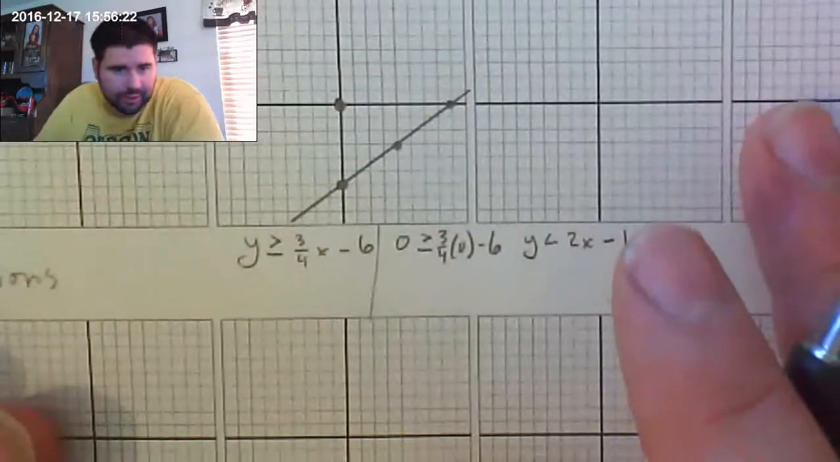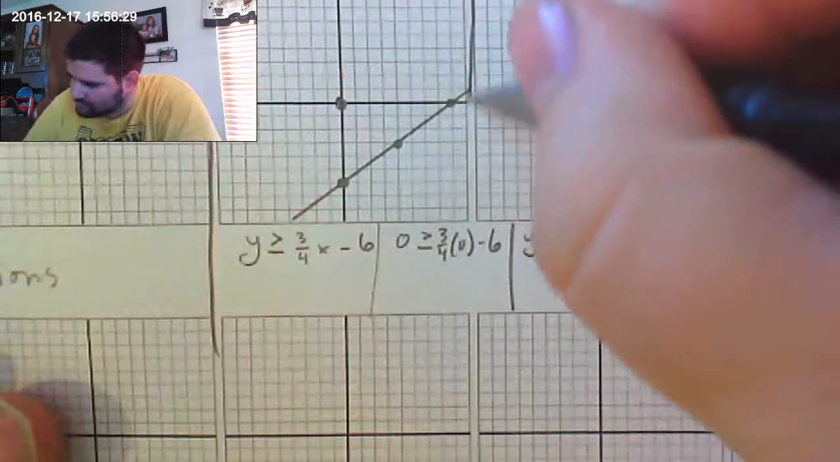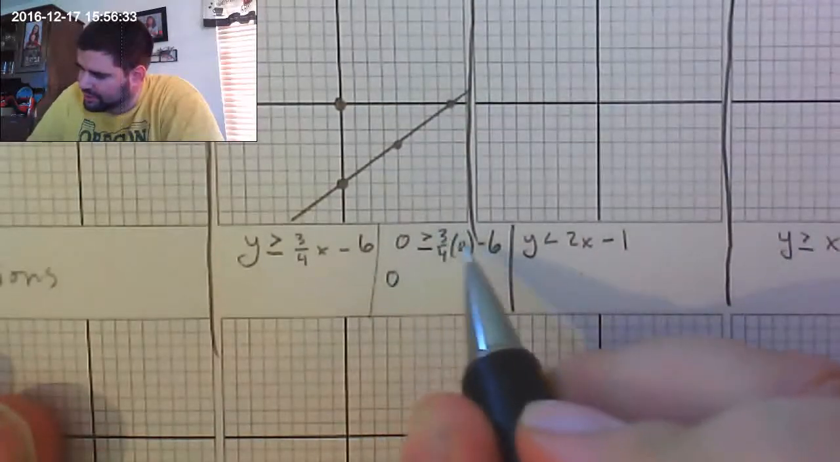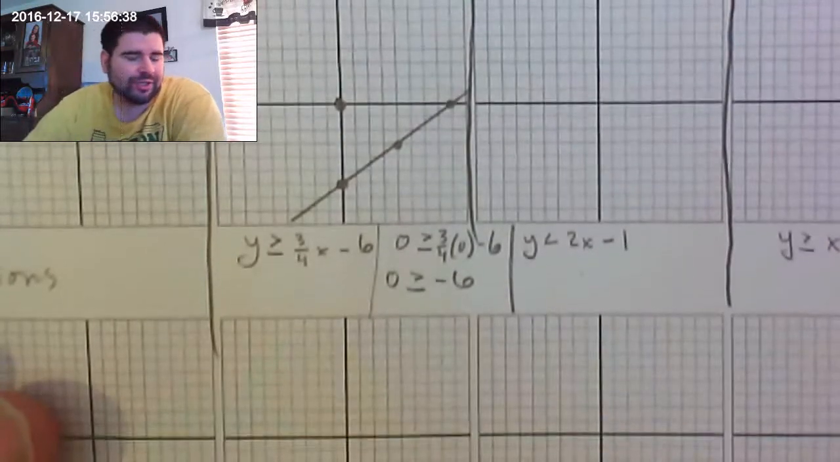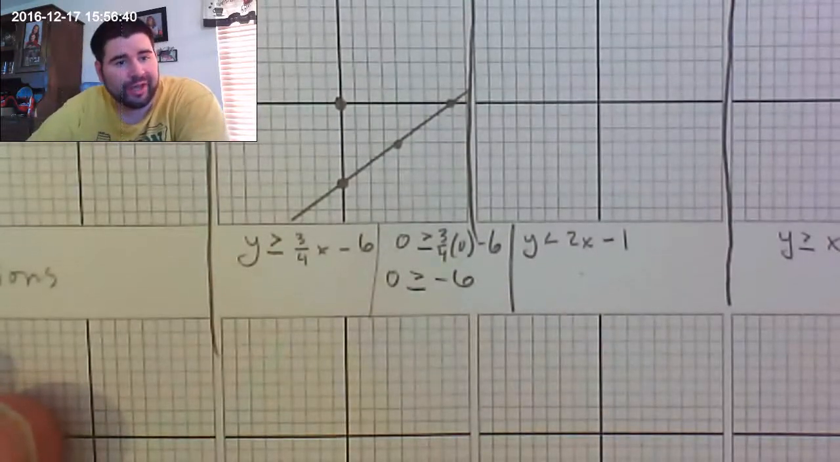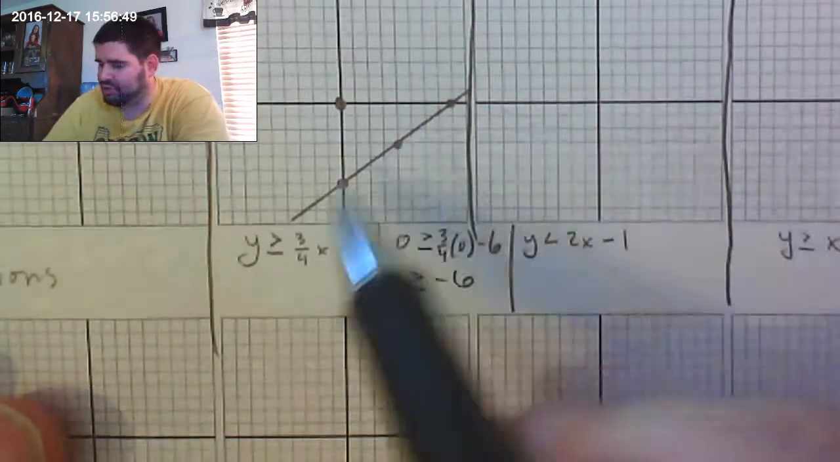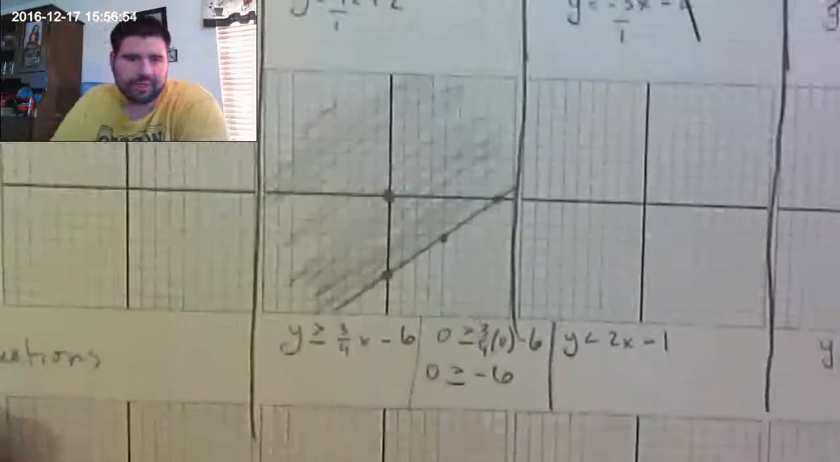When I do that, I'm going to have 0 over here, and I'm going to have greater than or equal to negative 6. So my question is, is 0 greater than or equal to negative 6? Well, the answer is yes, it is greater than negative 6. So that means I'm going to shade my points up here. So this is what my graph looks like, just like this.